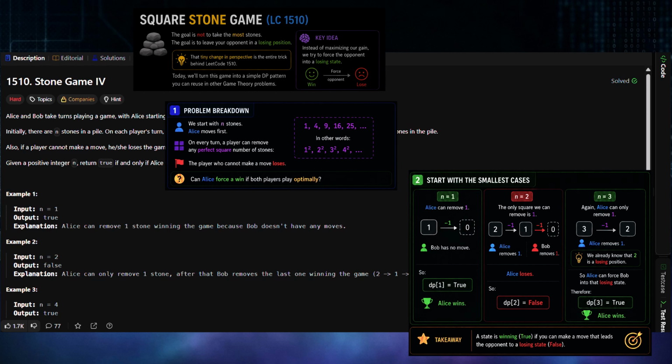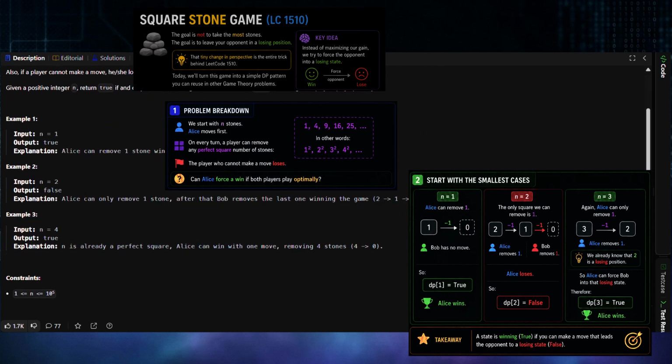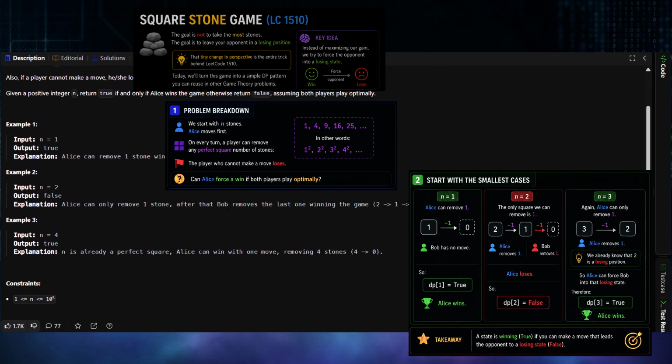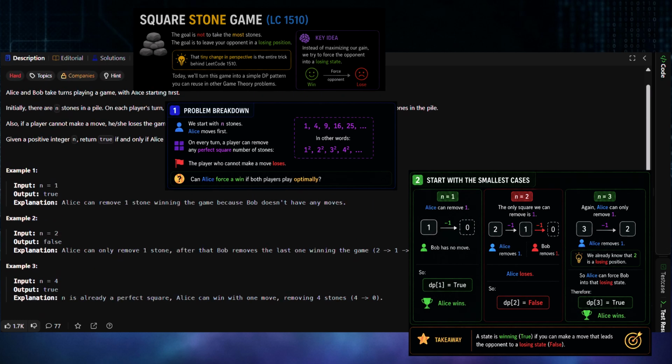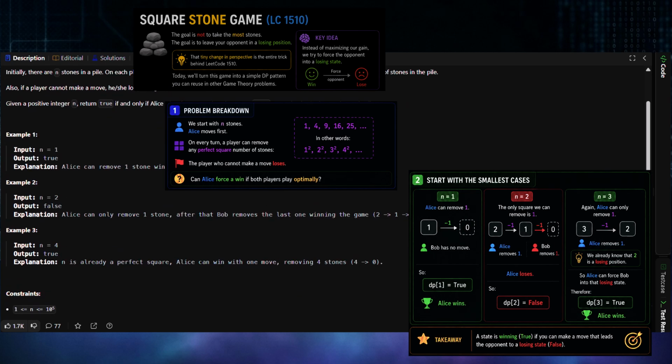Start with the smallest cases. Let's build some intuition. N equals 1. Alice can remove 1, going from 1 to 0. Bob has no move. So, dp[1] equals true. Alice wins. N equals 2. The only square we can remove is 1. 2 goes to 1. Now Bob removes 1, 1 goes to 0. Alice loses. So, dp[2] equals false.